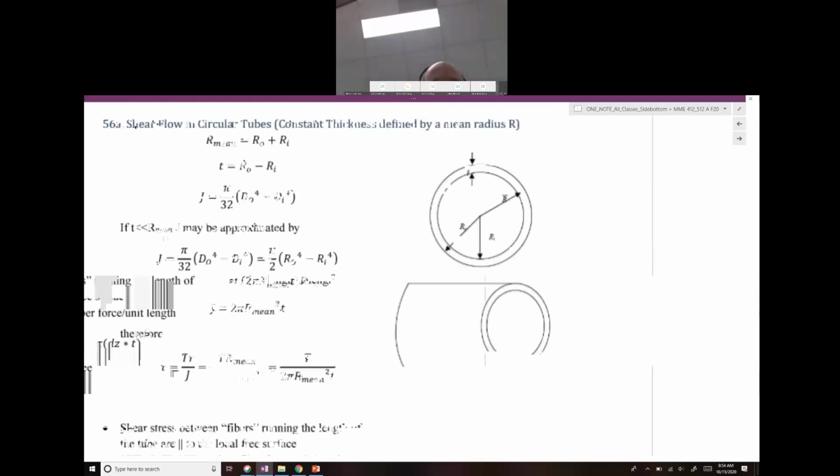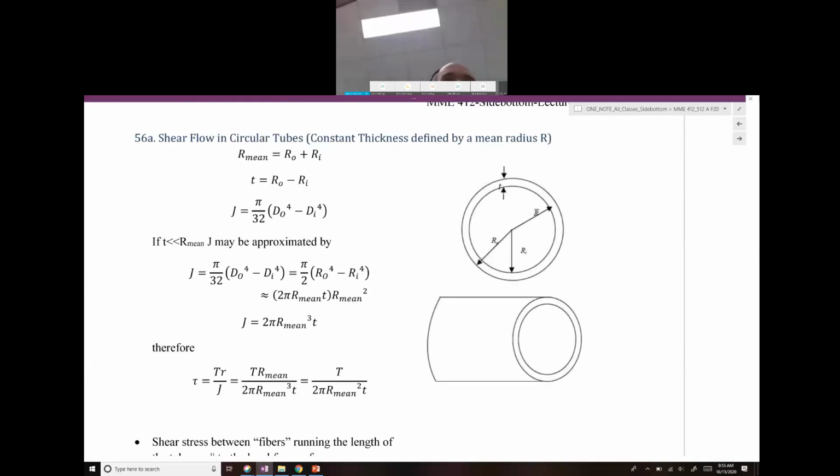So if we have a circular tube, which means we have a constant thickness defined by a mean radius r. We'll call this mean radius r mean, which would be equal to our outer radius plus our inner radius divided by 2. Sorry, I forgot that, that was a typo. And then the thickness of our section would just be the difference between our outer radius minus our inner radius.